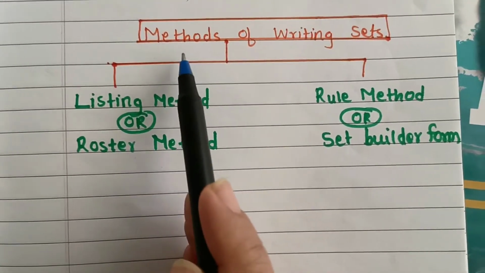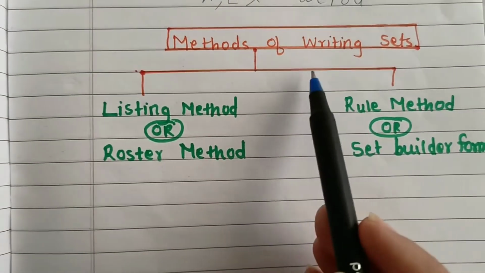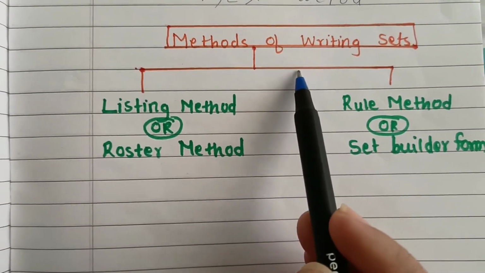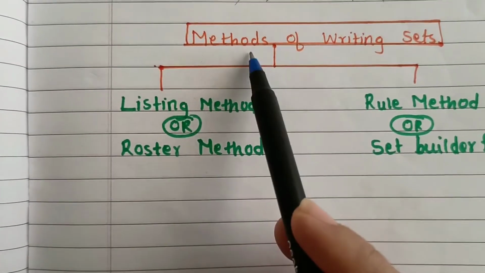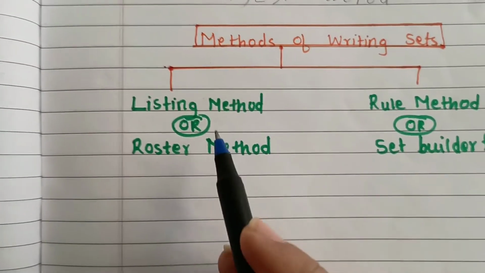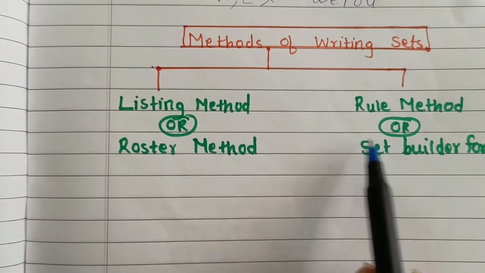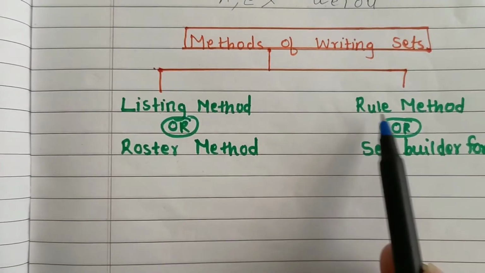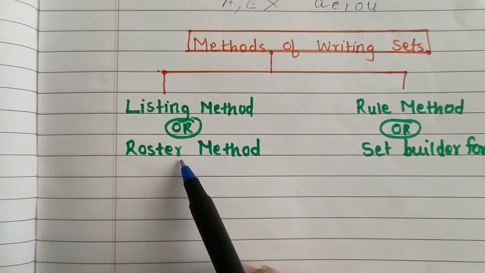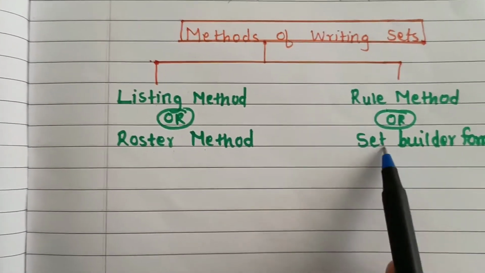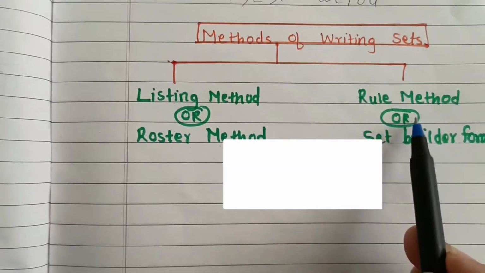So our next part is we'll learn methods of writing set. The first thing we learned is the meaning of set, then how to represent set, then next is methods of writing set. So let us see what are the methods of writing set. Here as you can see there are two methods. One is listing method, second is rule method, and alternatively they are known as roster method and set builder form. So let us see what are these listing method and rule method.